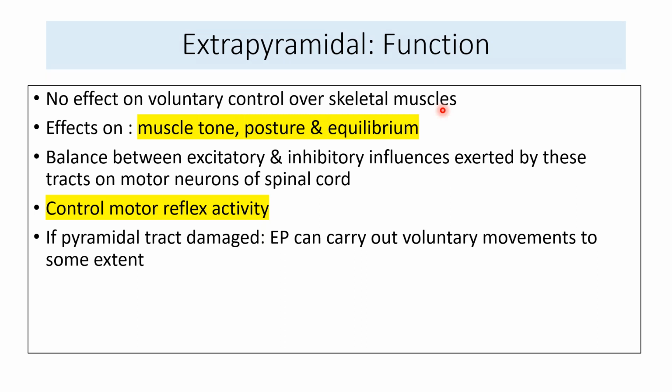So how will we summarize the extrapyramidal tract? Why do we need them? We require pyramidal tracts for controlled voluntary activities, movements, but for controlling and coordinating these movements by affecting the muscle tone, by maintaining posture and equilibrium, controlling the motor reflex activity, these are the roles of the extrapyramidal tract. And in case pyramidal tracts are damaged, certain voluntary movements can be possible by the extrapyramidal tract.